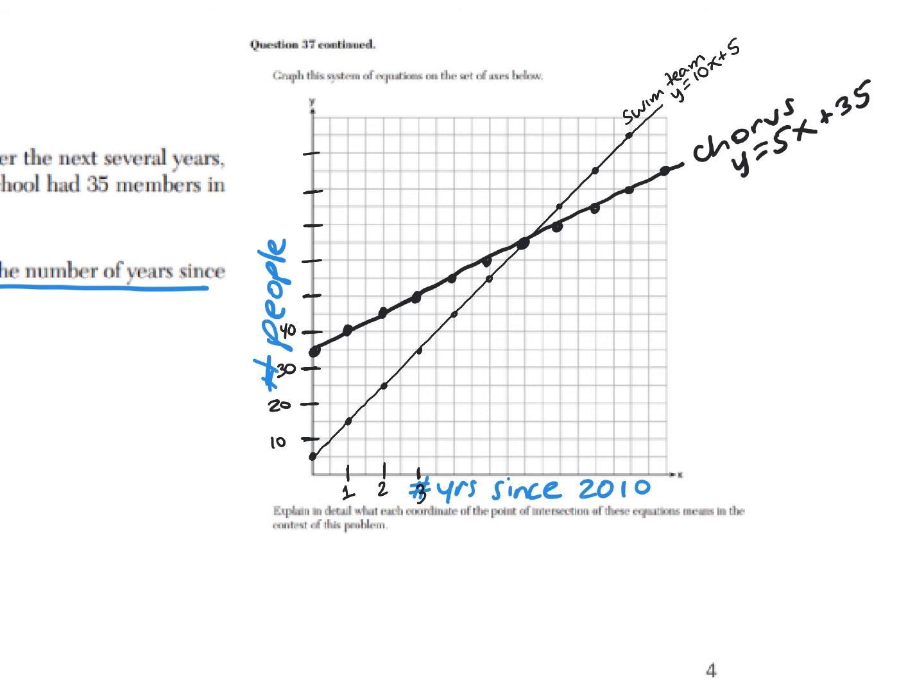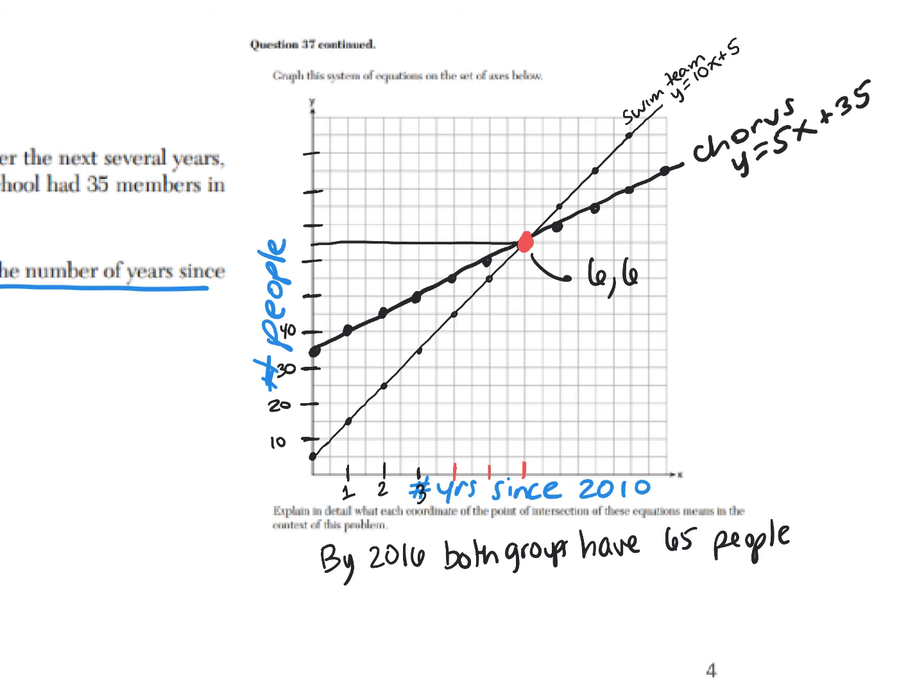So let's go ahead and say, what does this mean? So it's been 1, 2, 3, 4, 5, 6. So by 2016, right? Because it's years since 2010, so 11, 12, 13, 14, 15, 16. It means that they both equal out at 65 people. Both groups have 65 people. You could put the coordinates 6 and 65. It doesn't specifically say that, but you could do that.